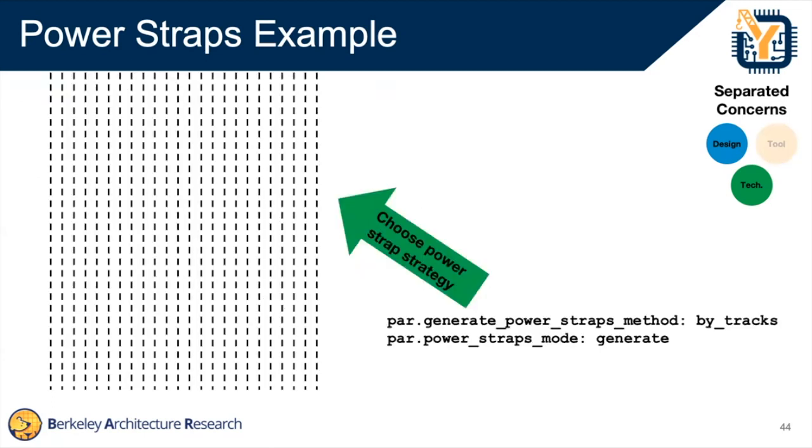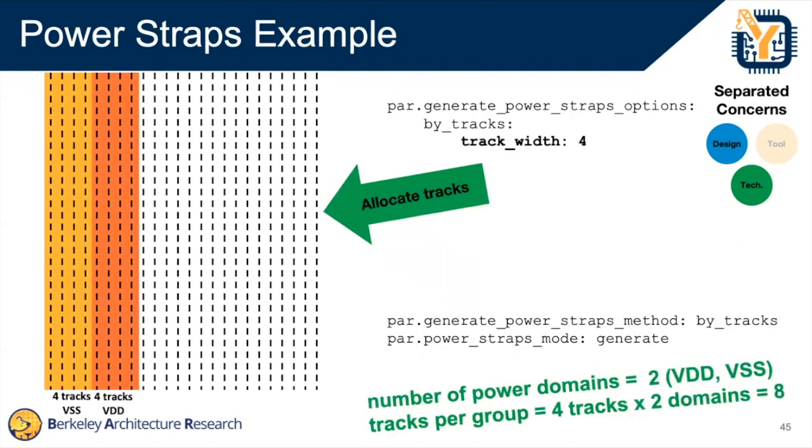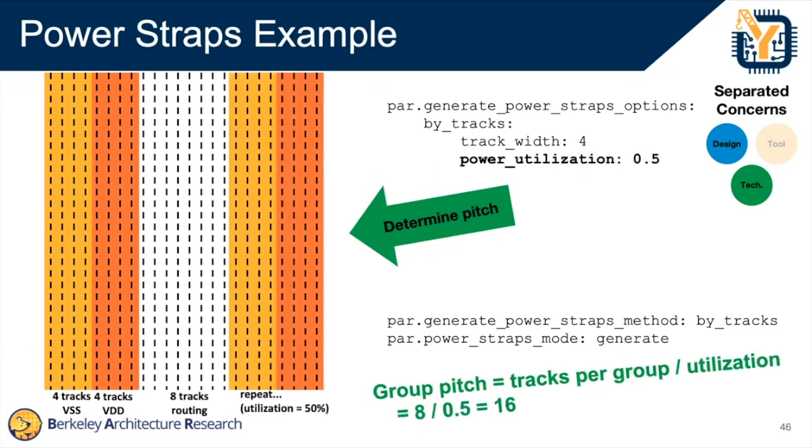So here's an example of how the by track specification works. So we say I want to generate power straps, and here I have a bunch of routing tracks for a vertical metal layer, and I want to generate these power straps by tracks. So how does this work? I specify the width of a given track of a given power strap. So here I have 2 power straps for VDD and VSS. Each of them are 4 tracks wide. And I have 2 power domains. I have 4 tracks. I have 2 domains. So that means there's going to be 8 tracks per group of power straps.